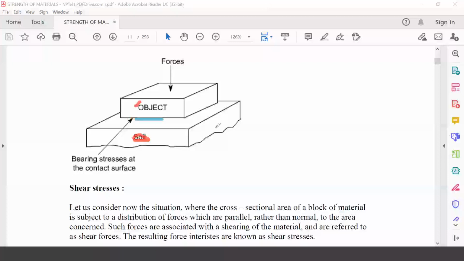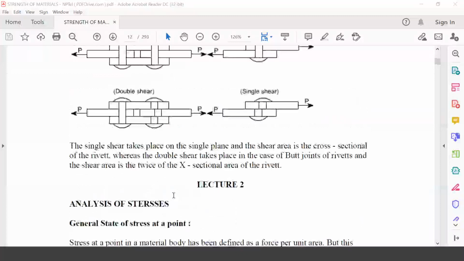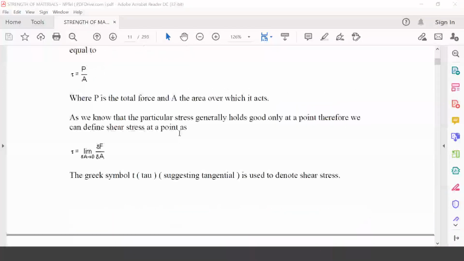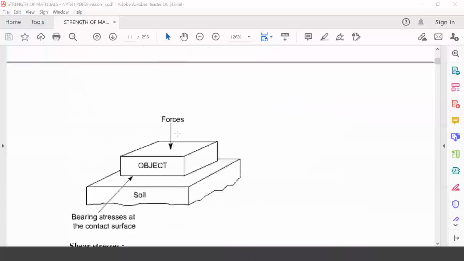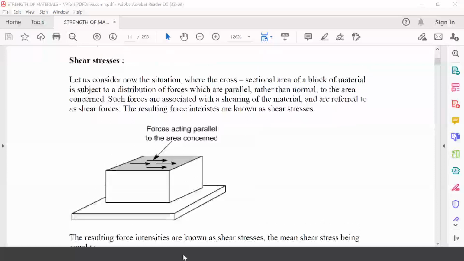Then you go to the next, bearing. Bearing means what? It's simple. When an object presses against another object, then it is called bearing stress. Okay? Look, this is an example of bearing stress. So this is the object, this is the soil surface. Now this object is pressing the soil at this point, right? That means the bearing stress will be exerted here at this point. Clear?